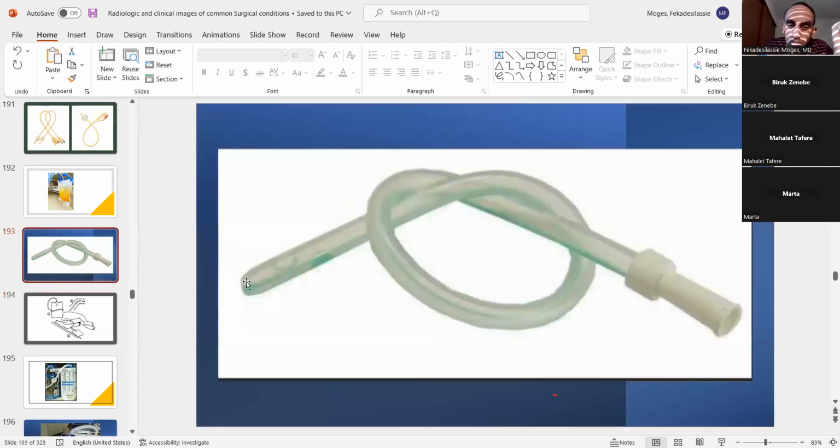If you see a rectal tube, the tip is blunt. That is not the case in a chest tube. Why is it blunt? Why shouldn't there be a hole at the tip? What is the reason there is no hole at the tip? The holes are sideways, right?